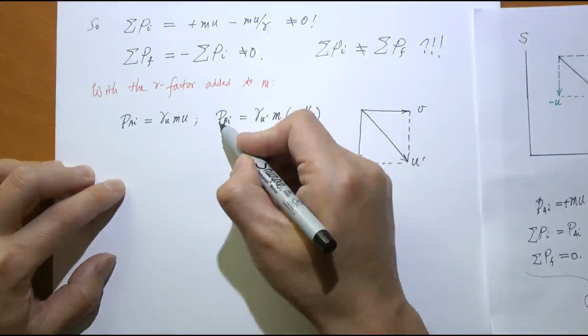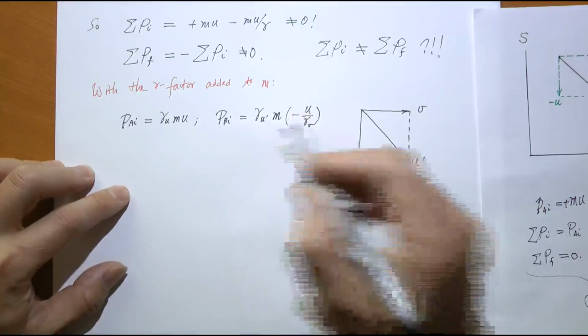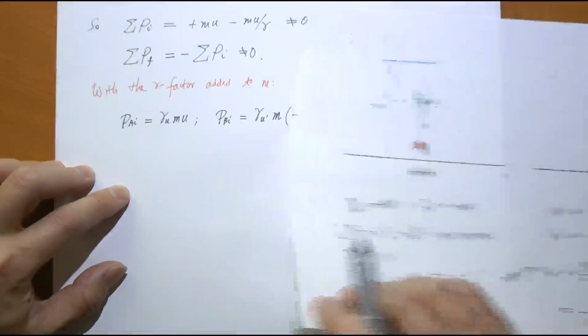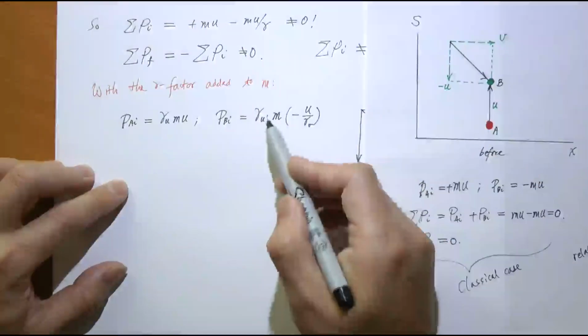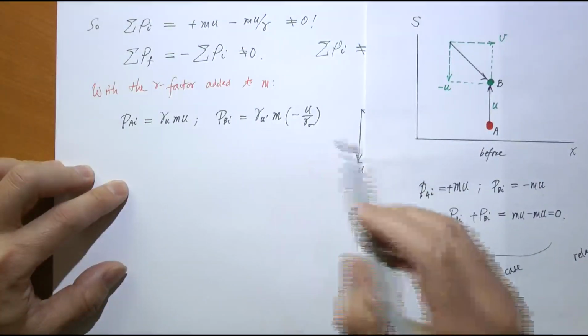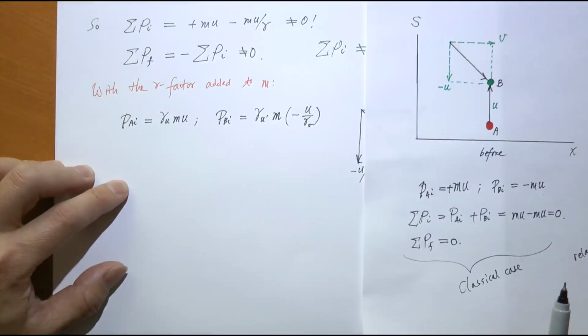Now, the momentum for ball B before the collision, that's a little bit more intricate. First of all, its original mass is m. I have to multiply this by gamma_u prime. What's u prime? u prime is the total speed of that ball in the S frame, because I measure everything in the S frame.